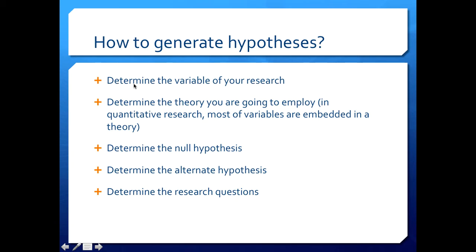First, you need to determine the variable of your research. I think we have done that. And then determine the theory that we are going to employ. Variables in quantitative research used to be embedded in the theory, and then we determine the null hypothesis and then the alternate one and determine the research questions.